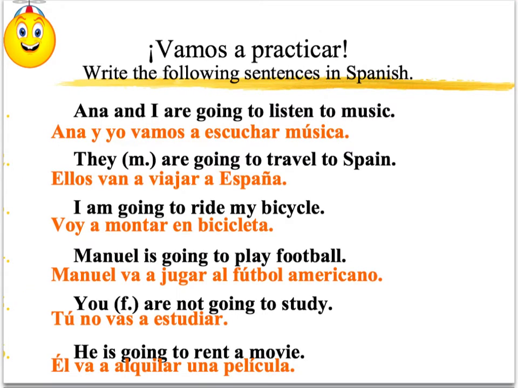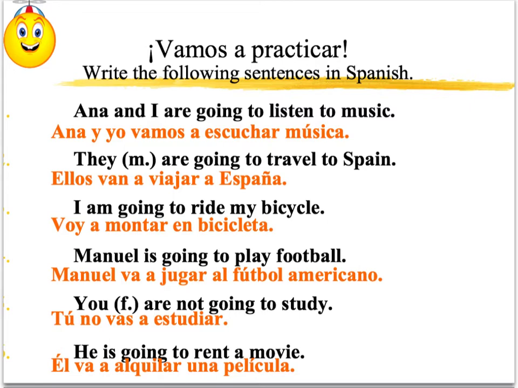All right, let's practice. Vamos a practicar. Write the following sentences in Spanish. Ana and I are going to listen to music. Ana y yo vamos a escuchar música. So all I'm doing is conjugating the form of ir for Ana and I, and then I'm using an infinitive to say what we are going to do.